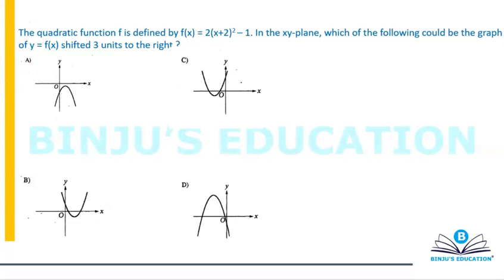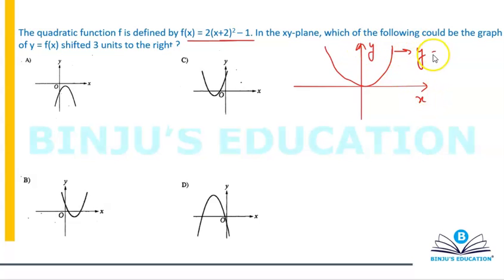Okay, so the quadratic function f is defined by f(x) equals 2 times (x plus 2) squared minus 1. In the xy plane, which of the following could be the graph of y equals f(x) shifted 3 units to the right? So let's first sketch the rough graph of 2 times (x plus 2) squared minus 1. Now, if I draw 2x squared, then y equals 2x squared will be a graph something like this.